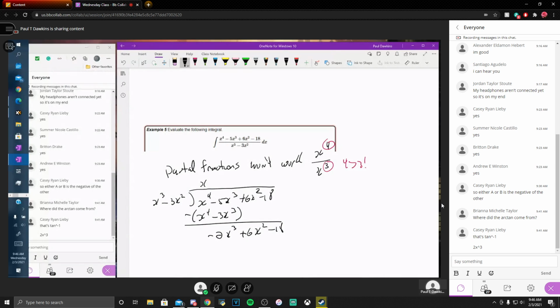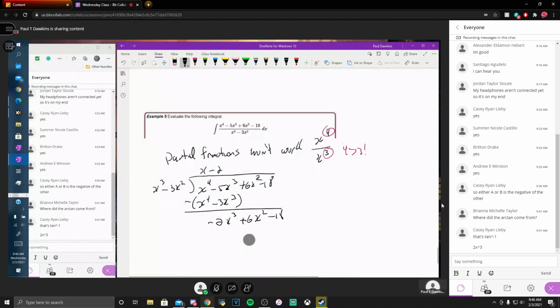Okay, do the same thing. I'm going to ask myself, x cubed times what gives me a minus 2x cubed? Well, again, fairly obvious, I hope. Minus 2. Okay. So take the minus 2, multiply it through here. So minus 2x cubed plus 6x squared. Take that, subtract that off.